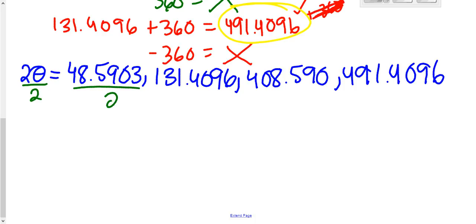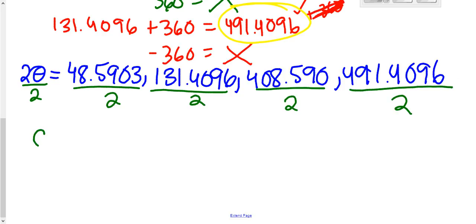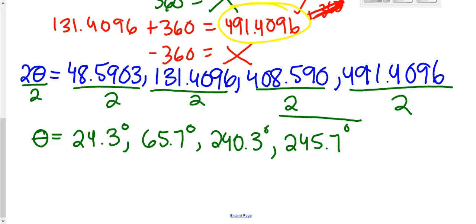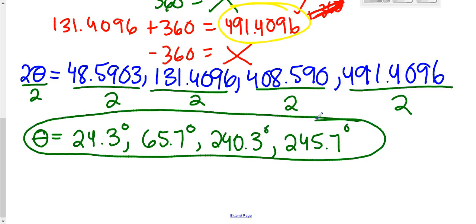Since those are 2 theta, we need to give our final answer in just theta, so we need to divide all of those by 2. And once we're dividing by 2, we will also round to 1 decimal point. So our theta answers are 24.3, 65.7, these are all degrees, 240.3, and 245.7 are our four final answers to this problem.